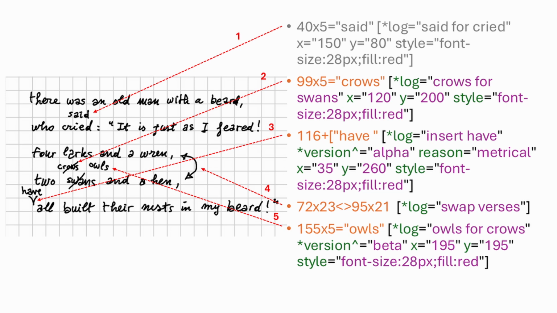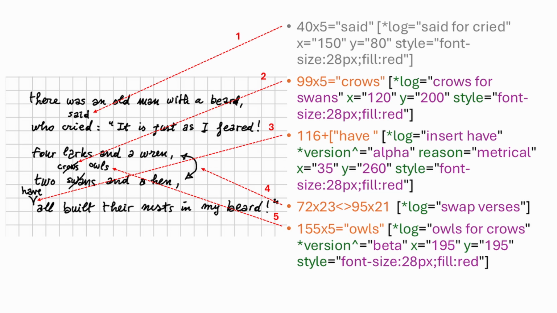As you can see, the operation starts with the ID of the first node, 99, and the span of nodes to include from it, 5. This is the span corresponding to the word swans. This span is replaced by the new word, crows. As before, we add some features to the operation, a log entry, x and y coordinates, and a style. The other operations are similar.